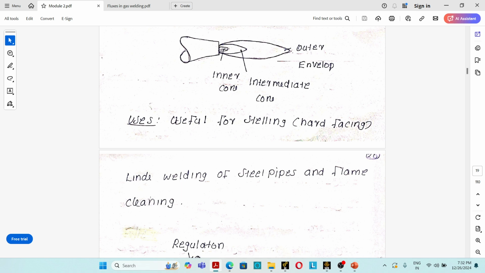So these are the three classifications of flames in the case of the oxy-acetylene welding process. Very important topic. There is a high chance of a university question asking you to explain the different types of flame in the oxy-acetylene gas welding process. So there are three types of flame: neutral flame, oxidizing flame and carburizing flame.